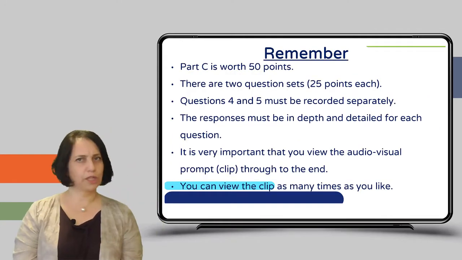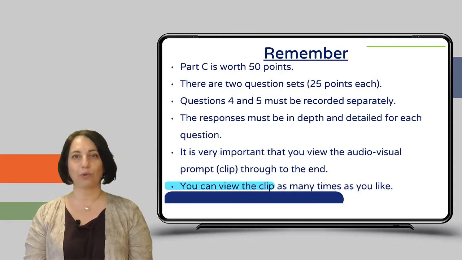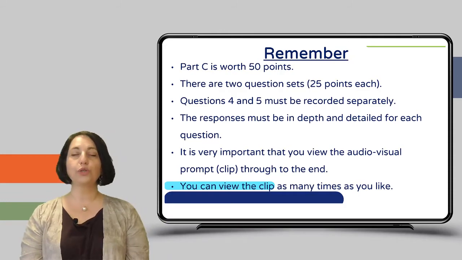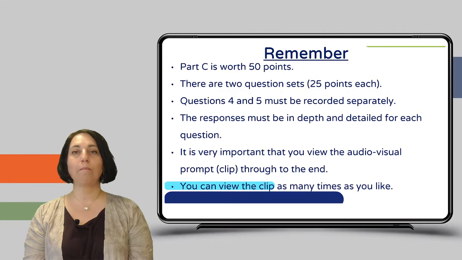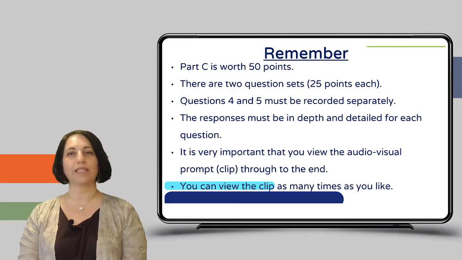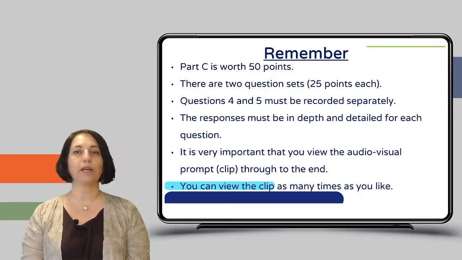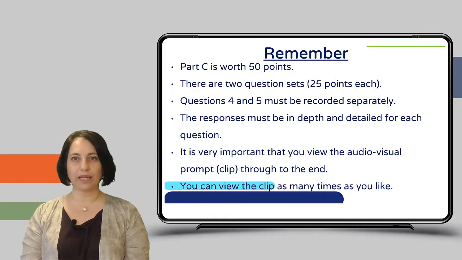So just to remind you that part C is worth 50 points. There are two question sets you must answer both. Each one is worth 25 points. That is a lot of points, students. Questions 4 and 5 must be recorded separately.